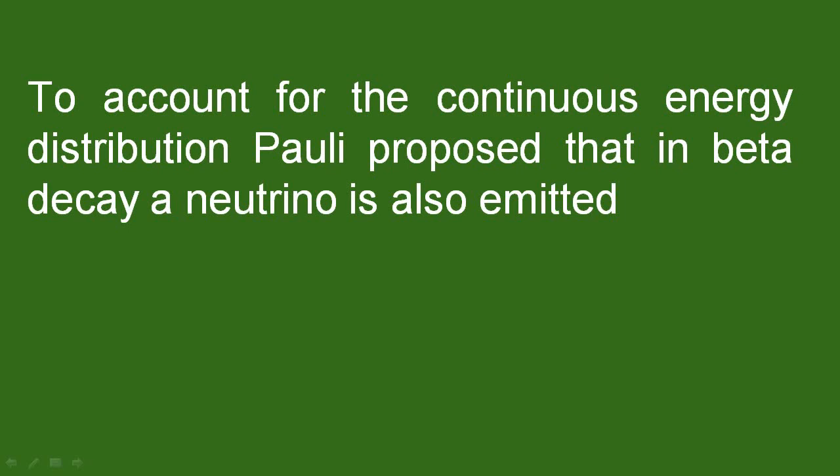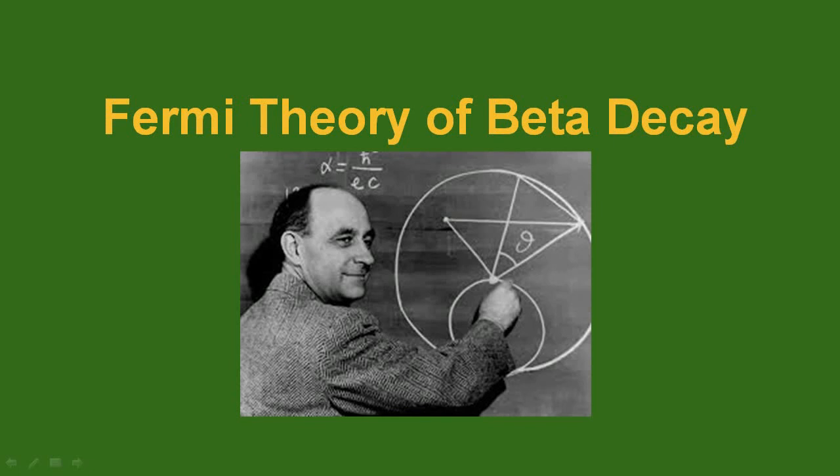And based on the neutrino hypothesis of Pauli, Fermi put forward the theory for beta decay, and that we can discuss in the next session. That's all.